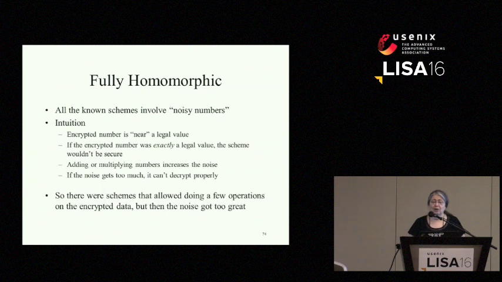For fully homomorphic, all of the known schemes involve noisy numbers, where the encrypted number is kind of near to a legal value. But if you made the encrypted version exactly a legal value, it wouldn't be secure. So you have to add noise to it. But then the problem is every time you add two things with noise, the noise doubles. When you multiply, the noise squares. So if it gets noisy enough, it won't be clear which legal value it's closest to, and it won't decrypt properly. So there were schemes that allowed doing a few operations, but then the noise would get too big.